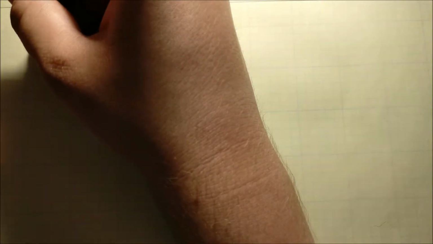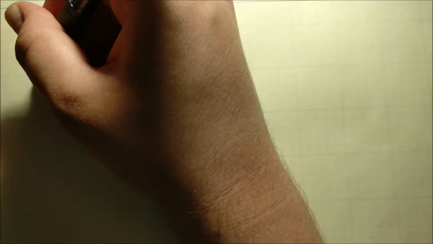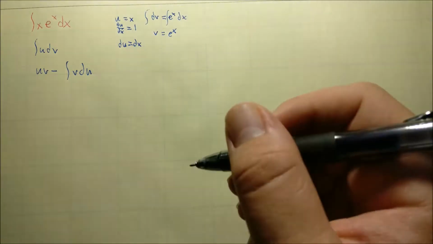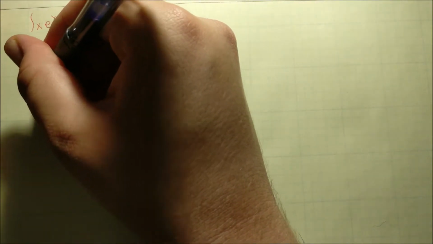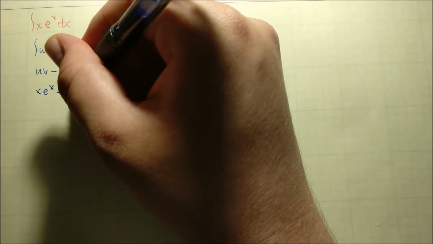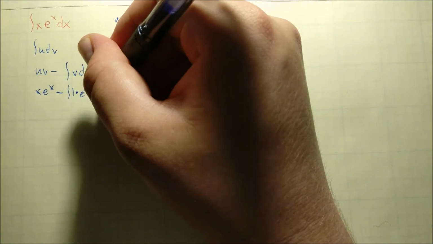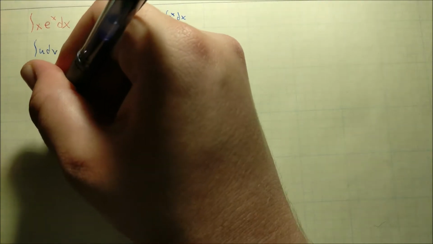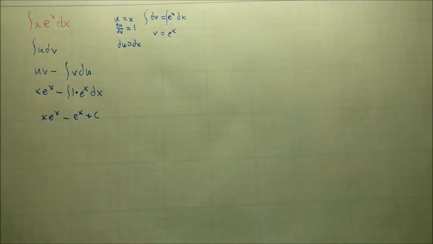So we can rewrite this as integral of u dv, and by integration by parts rules, we can change that to be uv minus integral of v du. And then u equals x, v equals e to the x, so we get x e to the x minus integral 1 times e to the x dx, which is just x e to the x minus e to the x plus c.